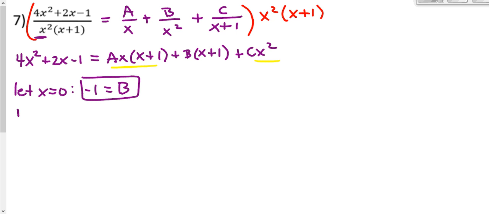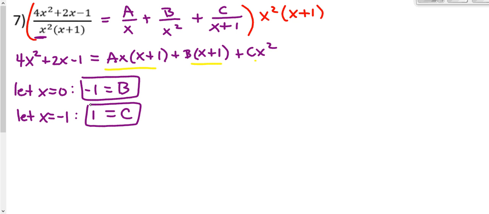Now I'm going to let x equal -1. And so I have, let's see, 4 minus 2 minus 1. 1 equals, and this time, this is going to be 0, the next one's going to be 0. We have c times -1 squared, so we have c times 1. So c is 1. And now I'm going to let x equal, what do you think would be good?